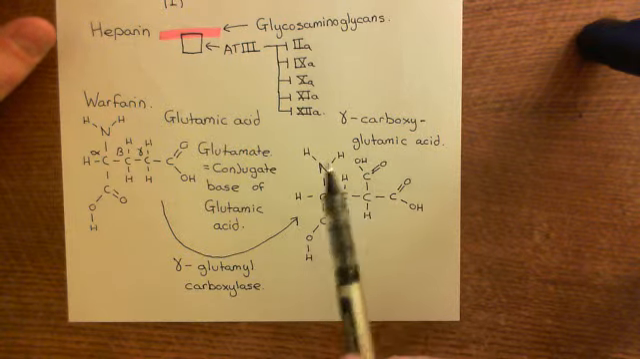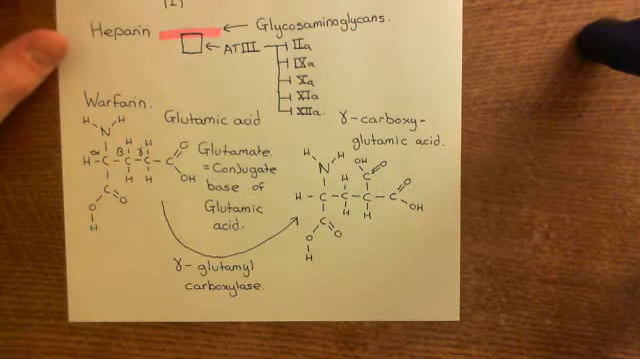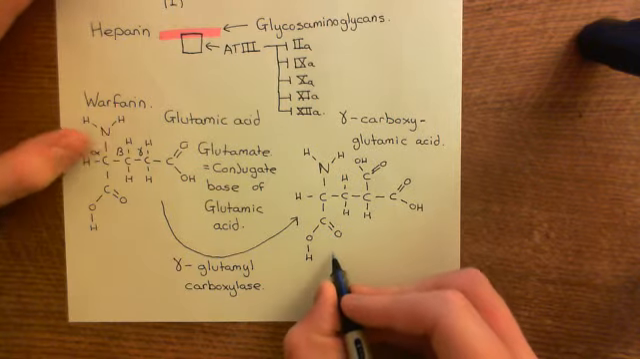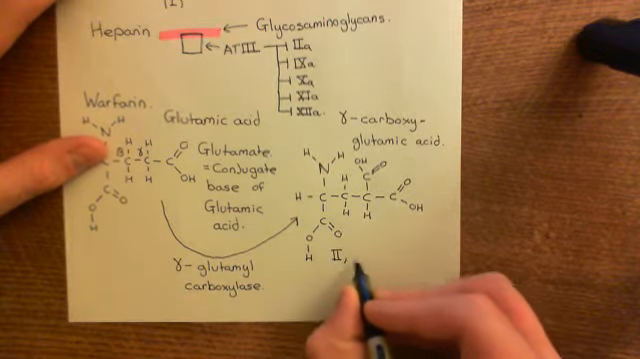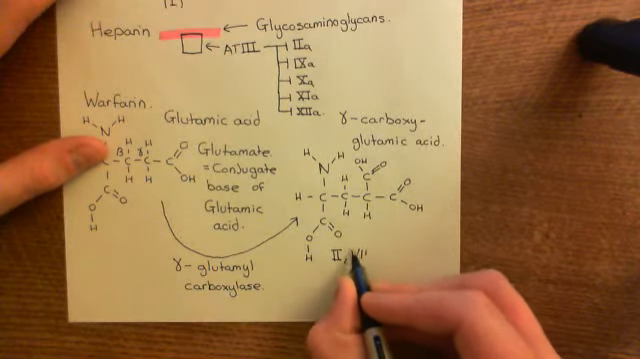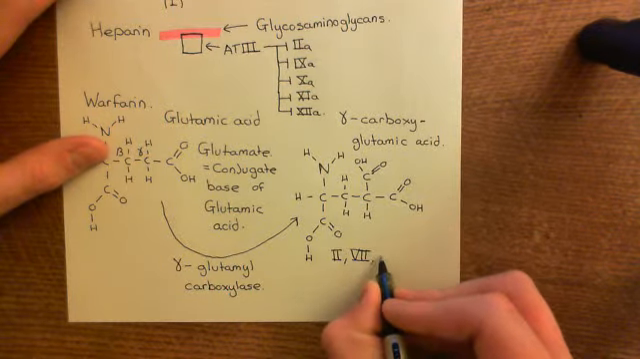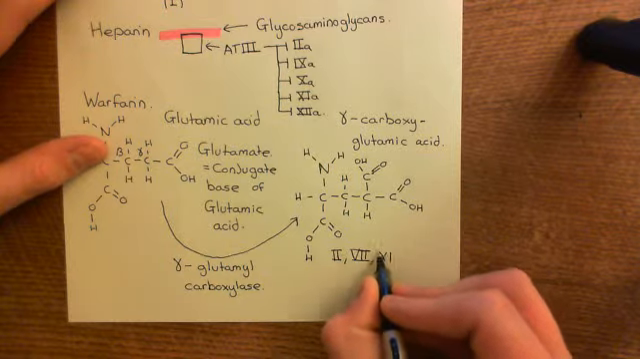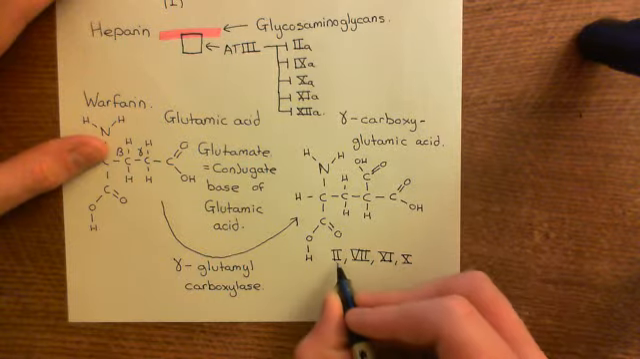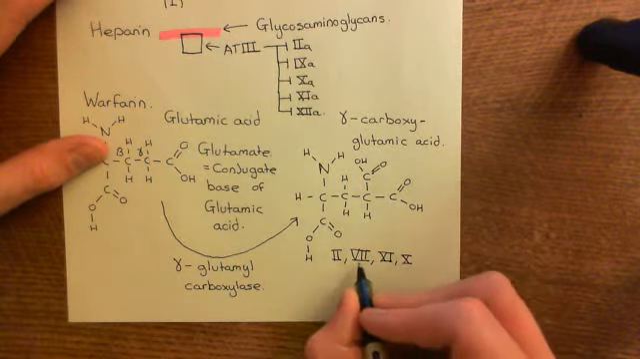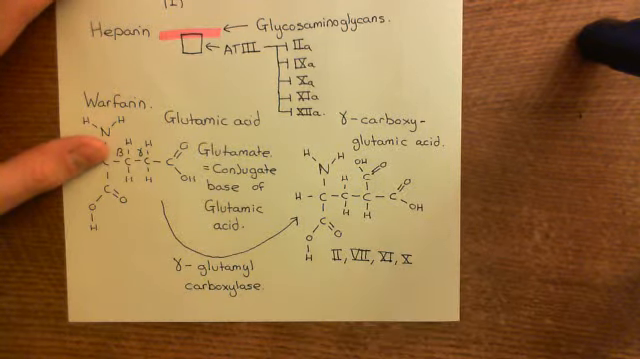gamma-carboxyglutamic acid molecules. Okay, and I might as well just give you the coagulation factors that this is going to be necessary for. So this is necessary for the synthesis of the coagulation factors 2, okay, so prothrombin. It's also necessary for 7, which remember is the starting coagulation factor in the extrinsic coagulation pathway, then 9, which remember is important in the intrinsic pathway, and finally 10, which is important in both. So it's 2 and 10 that are the most important there, but 7 and 9 are also very important in the extrinsic and the intrinsic coagulation cascade, respectively.